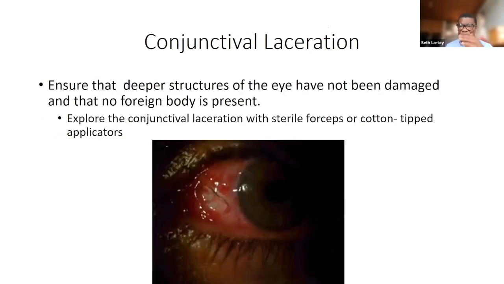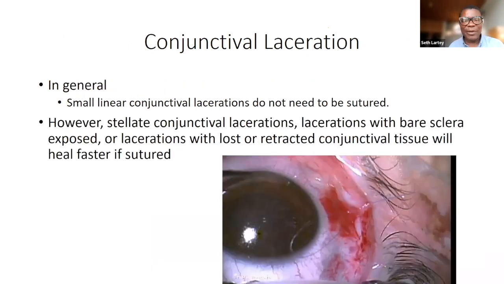So if you have a conjunctival laceration, these are simple, straightforward trauma. All you need to do is to ensure that the deeper structures, the sclera, is not damaged, and that there are no foreign bodies underneath the sclera. So that needs some exploration. In general, small corneal lacerations do not need to be sutured. If there's a stellate laceration or a laceration with a bare sclera, you may put in absorbable sutures, 1 or 2, to close it.